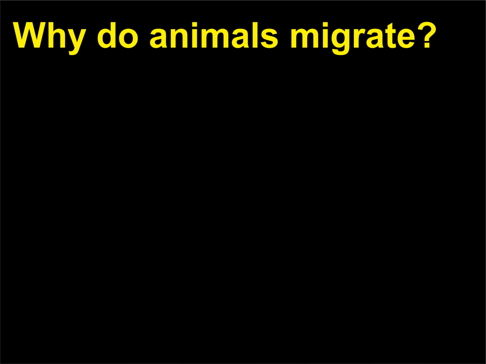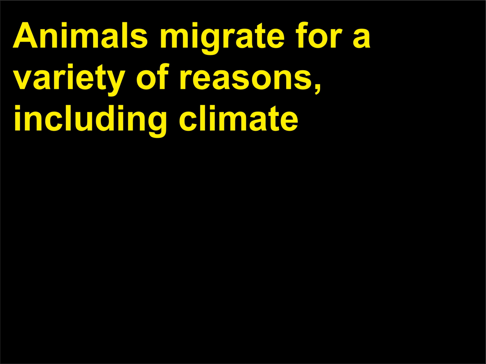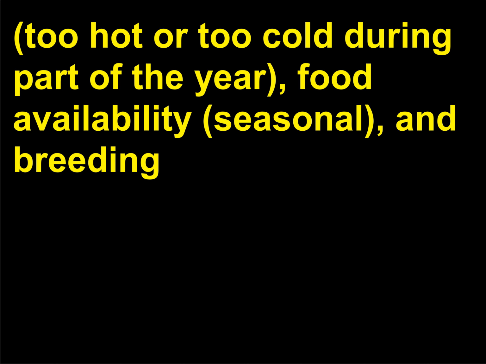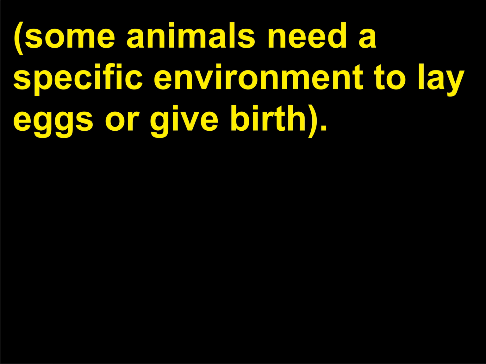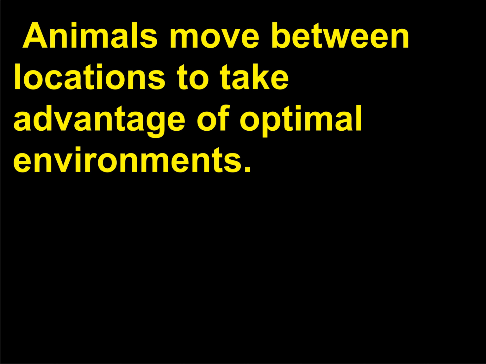Why do animals migrate? Animals migrate for a variety of reasons, including climate, too hot or too cold during part of the year, food availability, seasonal, and breeding. Some animals need a specific environment to lay eggs or give birth. Animals move between locations to take advantage of optimal environments.